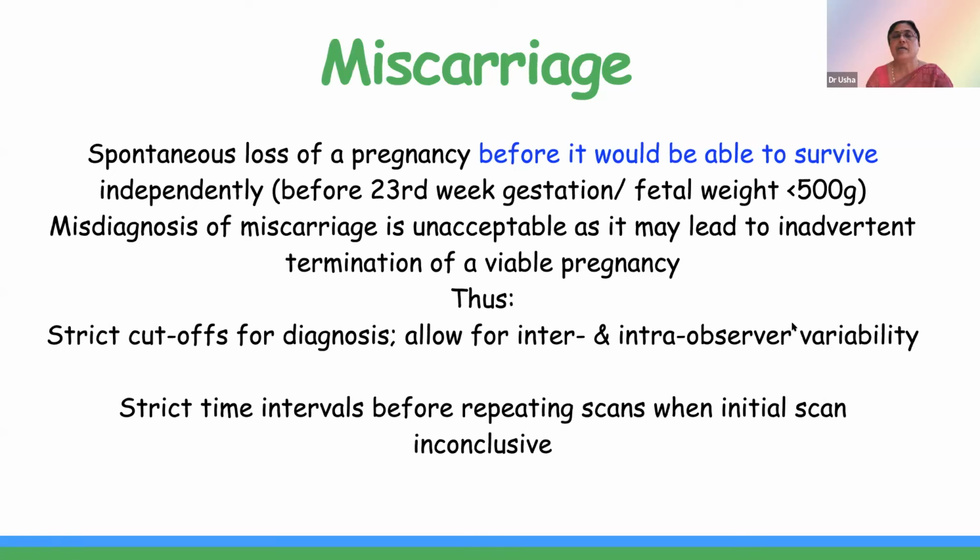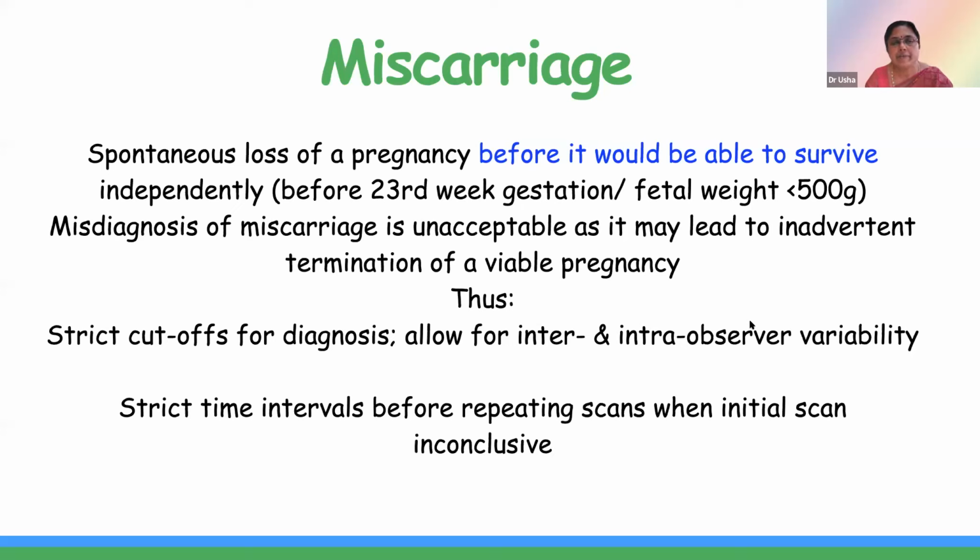Okay, now after seeing the normal appearances in less than 10 weeks, we will move on to identifying miscarriages. A miscarriage is defined as a spontaneous loss of pregnancy before it would be able to survive independently, so either before the 23rd week or a fetal weight of less than 500 grams. Misdiagnosis of a miscarriage is unacceptable as it may lead to inadvertent termination of a viable pregnancy.